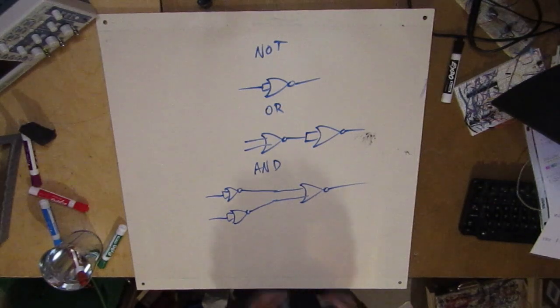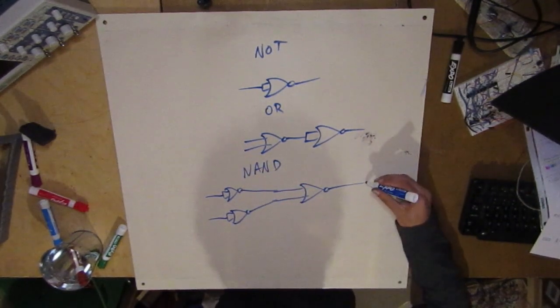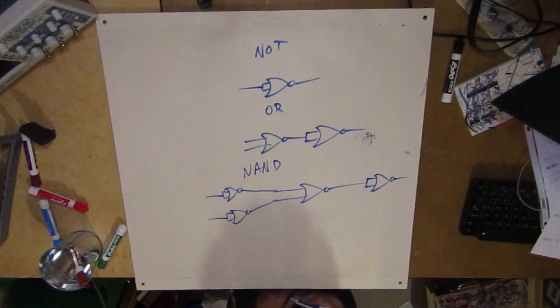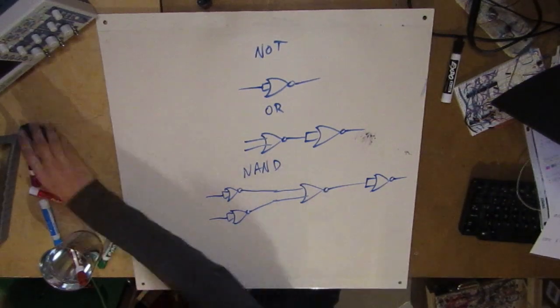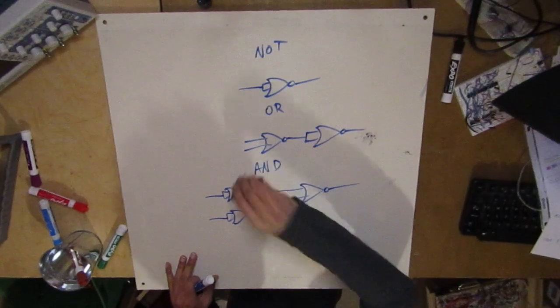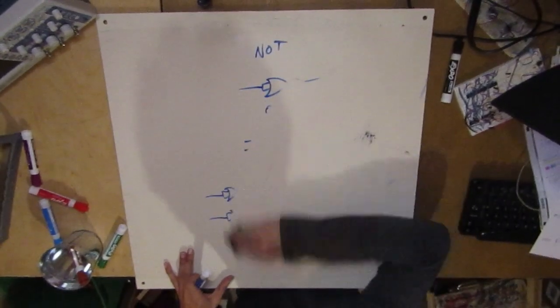Okay, and what if I wanted to make a NAND gate? If I want to make a NAND gate, all I do is chain an inverter right there, then it's an AND gate. Okay? Now if I literally just delete that inverter, then this becomes an AND. Now let's try to make the XOR, and let's try to make the XNOR.